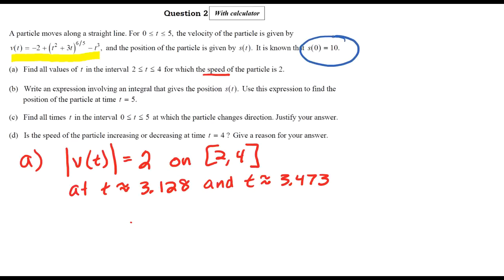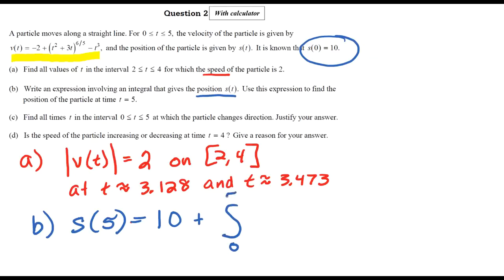All right, question B says write an expression involving an integral that gives position. Oh, here it is. This is where we're going to have to find the position. So our net change theorem, remember, if we accumulate the area under the velocity curve, it will give us the position, the displacement, in other words. So we're looking for the position at time 5. So its position at time 5, S of 5, would be equal to its starting position plus, then we accumulate from 0 through 5. We accumulate the velocity, not the absolute value, because we want the displacement here.